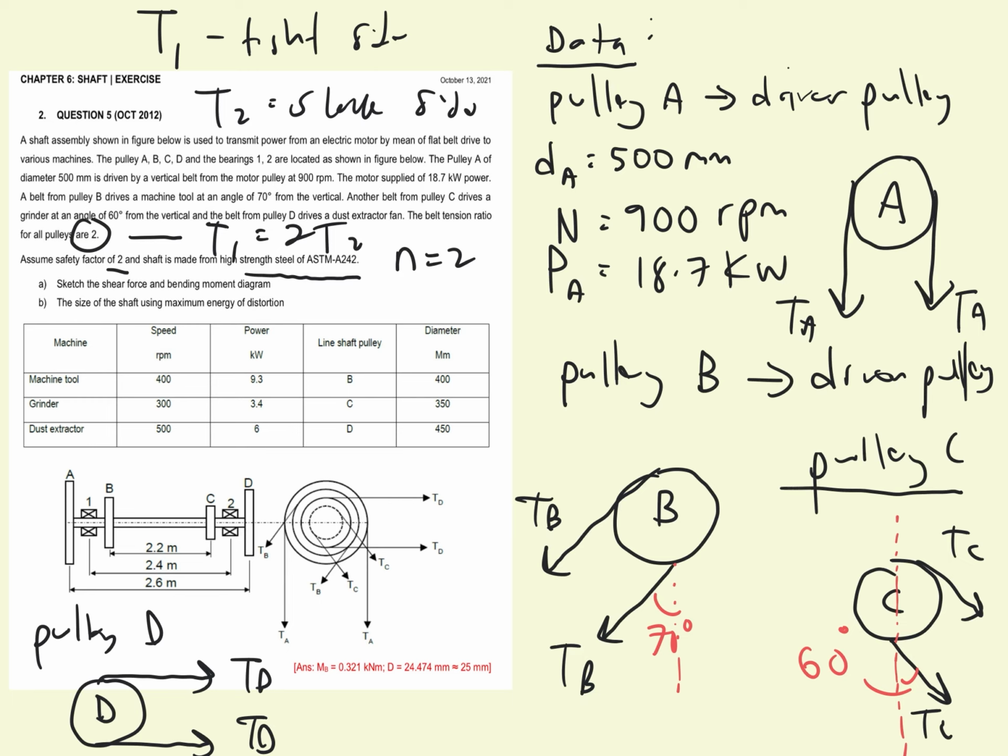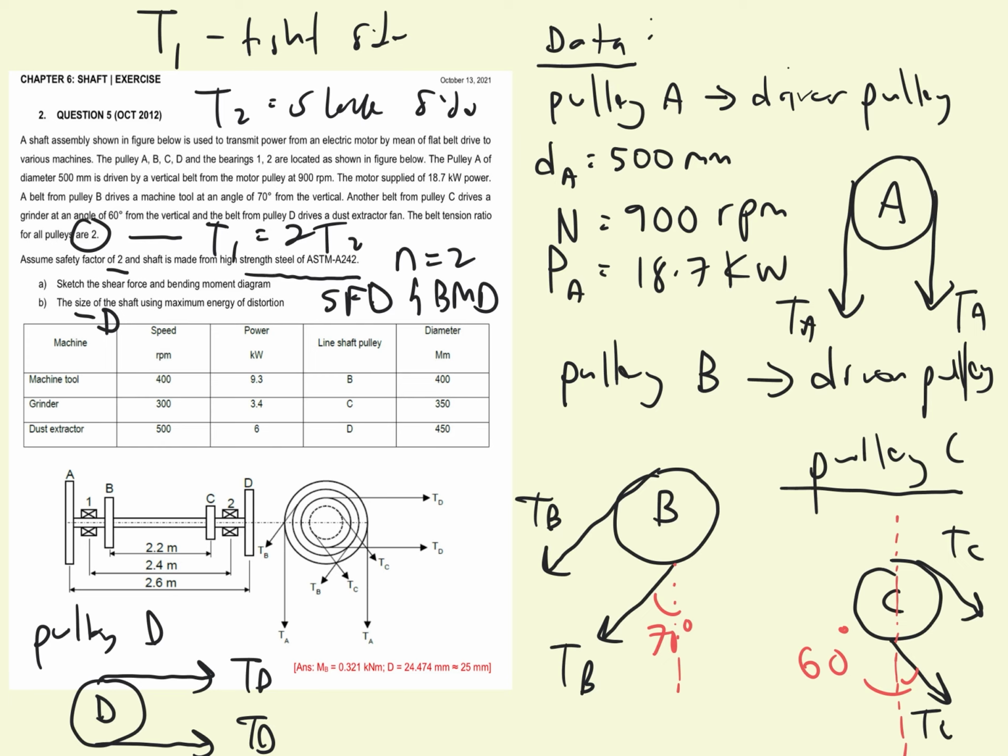So what does the question want us to find? The first one is to sketch the shear force and bending moment diagram. So they want us to find the shear force diagram and the bending moment diagram. And then the second one is to find the size, which means the diameter of the shaft.